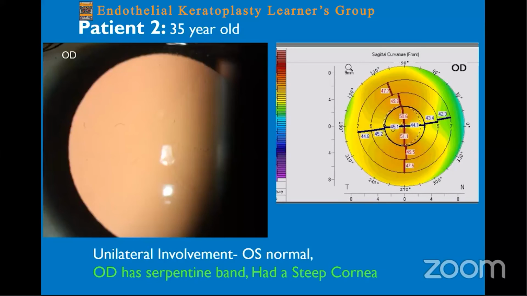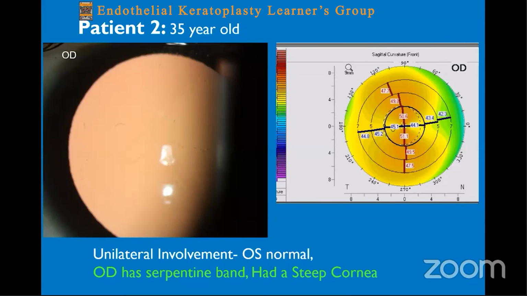This is another patient, a 35-year-old patient who had a serpentine band-like pattern and posterior polymorphous dystrophy only in one eye. And many of these patients also have a steep cornea. Sometimes they get just labeled as keratoconus. So it is important to recognize this entity and do a specular microscopy.